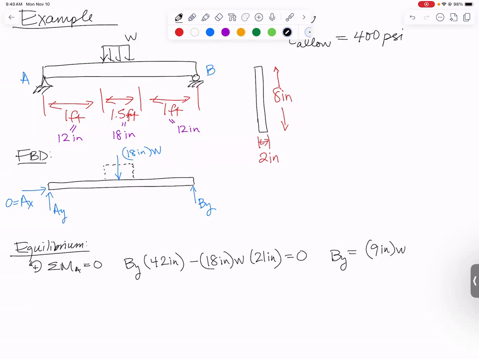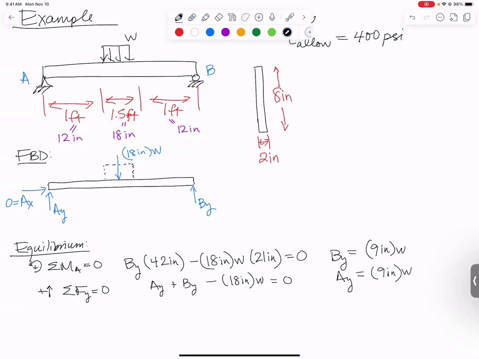And then if you sum forces in the Y direction, we have AY plus BY minus 18 inches times W equals 0. So AY is also 9 inches times W, or you might have figured that out because it's symmetric. Great, we have expressions for our reaction forces. Up next, I need to figure out what is the biggest shear force anywhere.